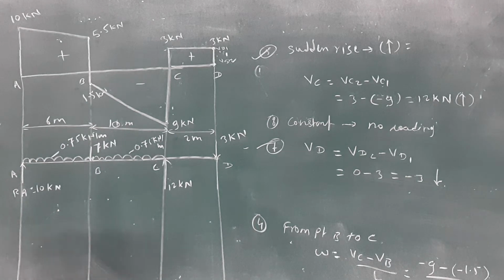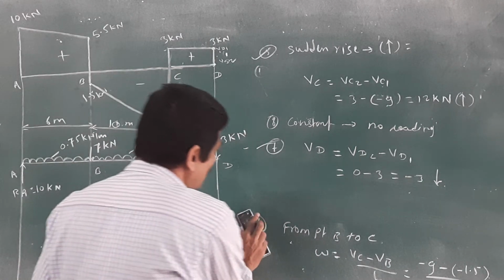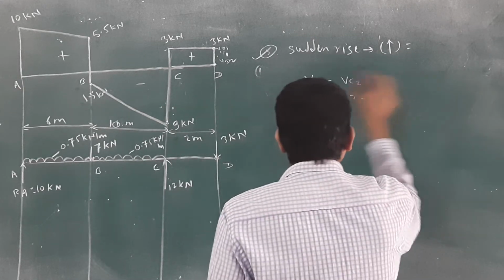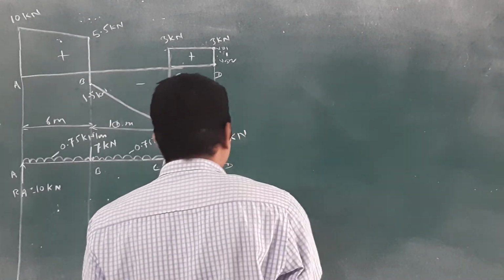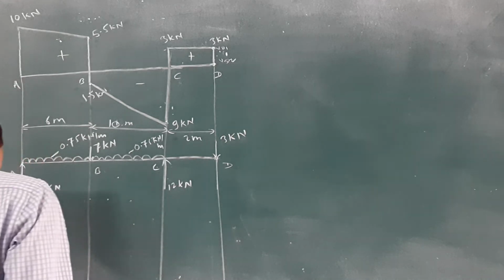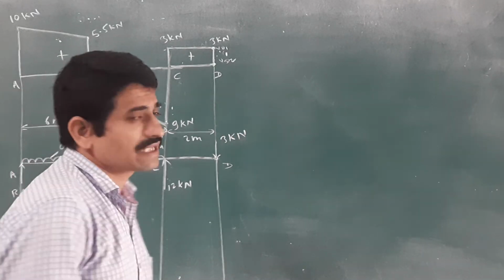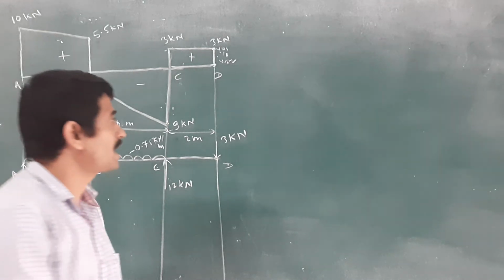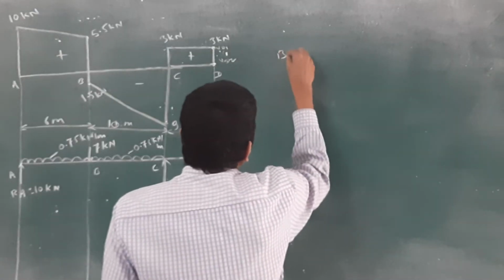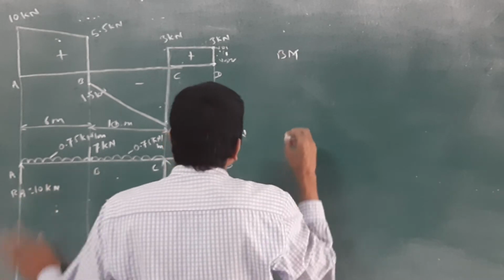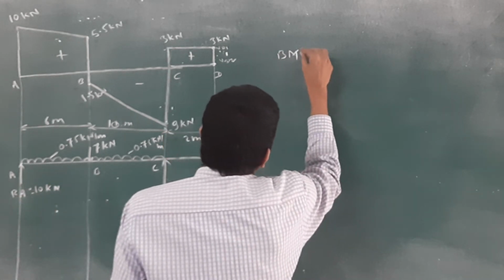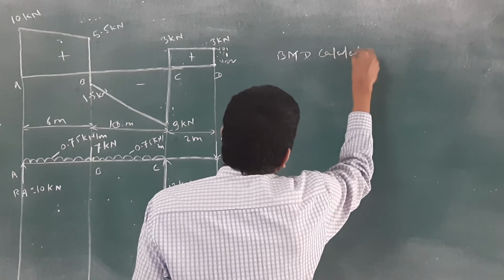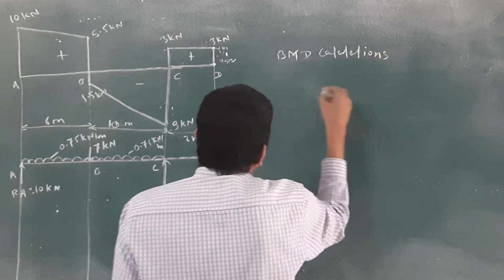You can calculate. Remember how to calculate the UDL and how to calculate the point load with the help of the SFD diagram. After that, the same procedure applies. You have to do the calculations for the BMD diagram. You know how to calculate. Once you have got the loading diagram, then the BMD calculations. Okay, how to do the BMD calculations?